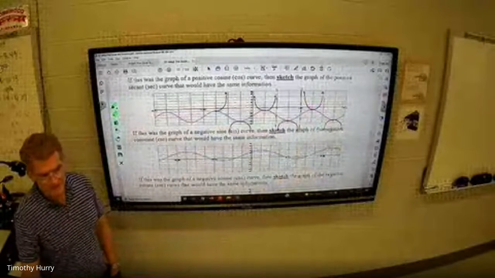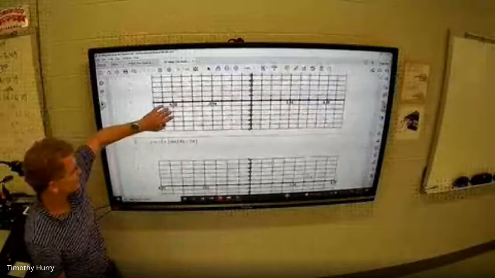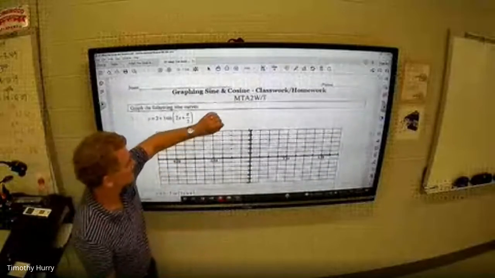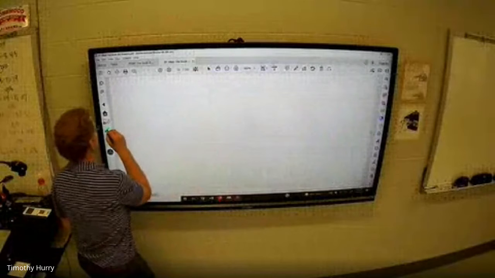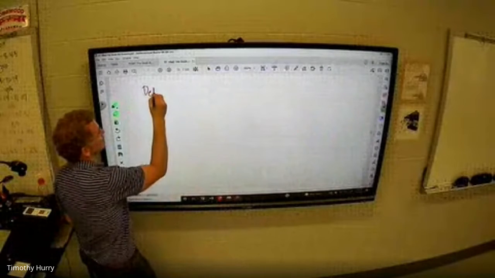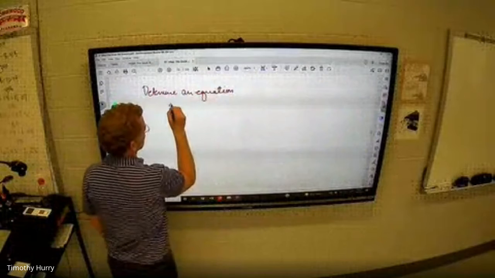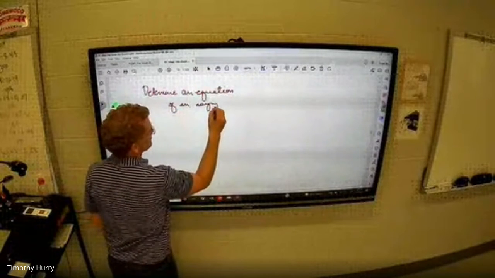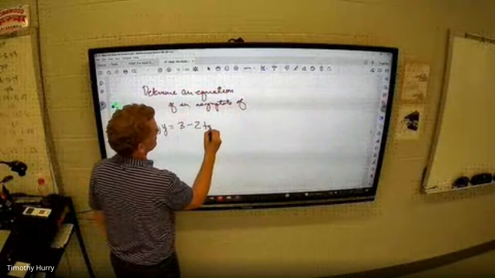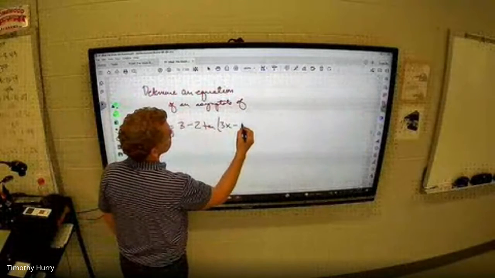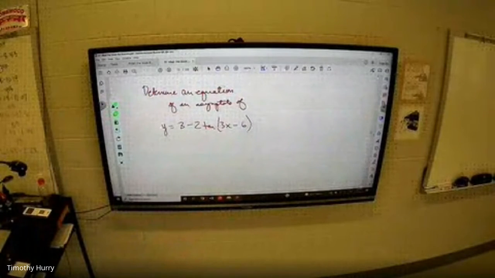What do you think? Trickiest question I put on a test. I'm spoon feeding it to you. You will remember. Right here. Determine an equation of an asymptote of... determine an equation of an asymptote.